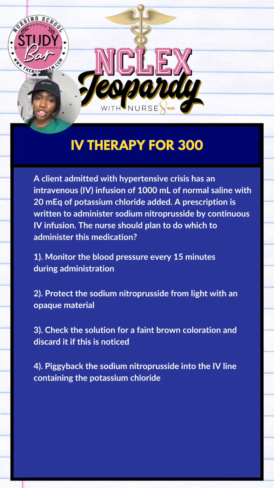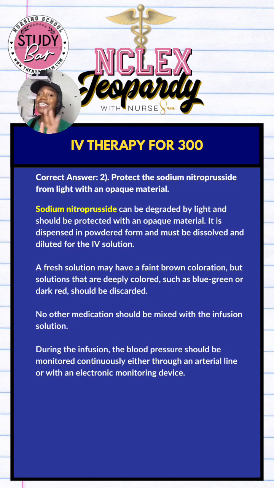All right. What should the nurse plan to do to administer the medication? The answer is what is 2. Great job for you guys that said what is 2. A lot of people say either 1 or 4, and that is okay. We're going to get into why the answer is 2. It says the answer was number 2, which was protect the sodium nitroprusside from light with an opaque material.